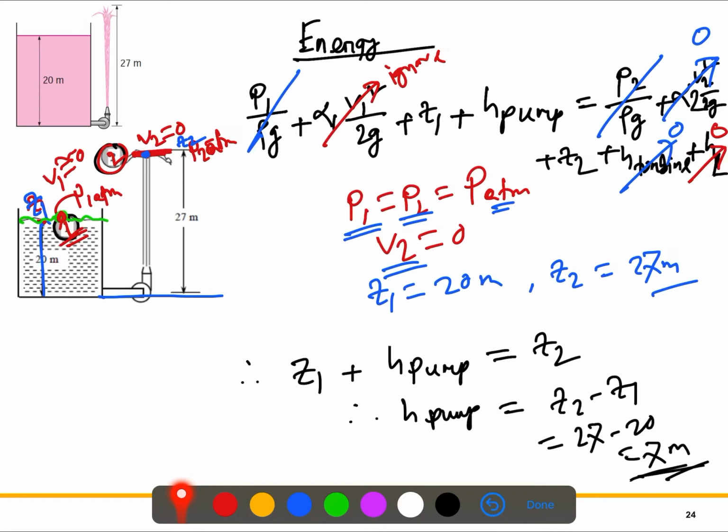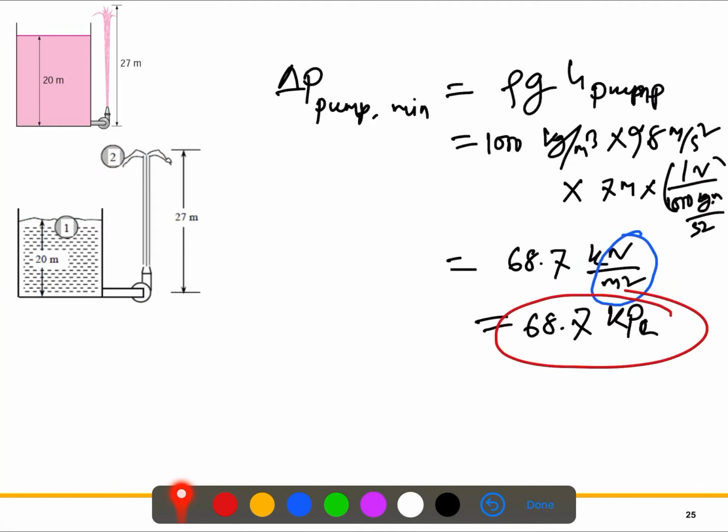And then we got the pump head equal to 7 meter. So now we calculated the pressure rise corresponding to this pump head. We used the formula for the pump, delta P equals rho g times height. This is actually the pump head here. Yeah, so this is the pump.